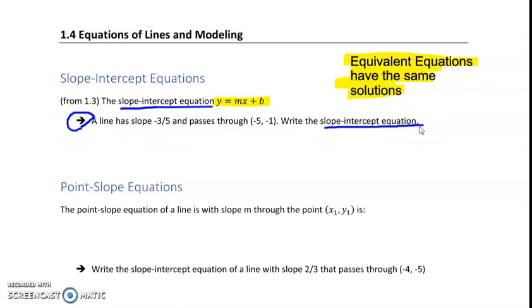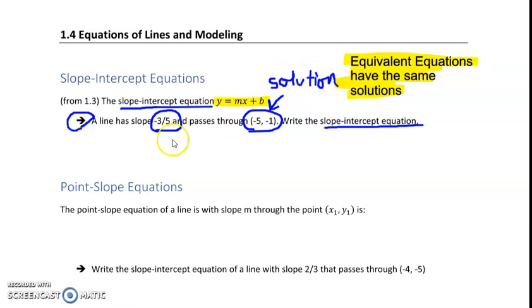Okay, so this very first problem, you're asked to find the slope-intercept equation. So your answer is going to be y equals, and then a number times x plus another number. That m and the b will be filled in. That fits a couple of things here. First of all, it has a slope of -3/5, and it passes through the point -5, -1. So that means -5, -1 is a solution, or it's a point that is on this line.